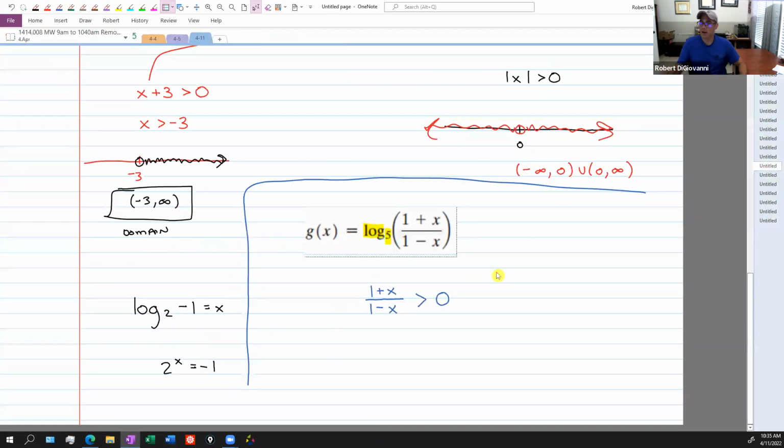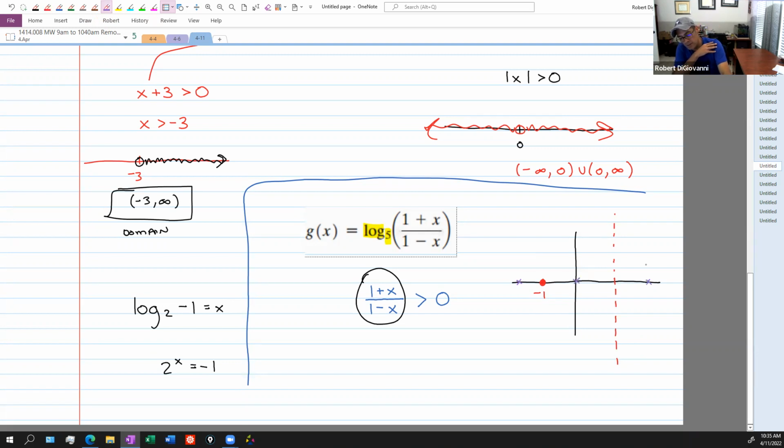So what I need to do, and I'm gonna blow through this quickly because we've done it before, is see when that's bigger than 0. I'm gonna think about what the graph of this looks like. It's like a rational function. I know that I have an x-intercept at -1, so my graph goes through that point. How do I do that? I set the top equal to 0. And then I know that I have a vertical asymptote at 1. How do I know that? I set the bottom equal to 0.